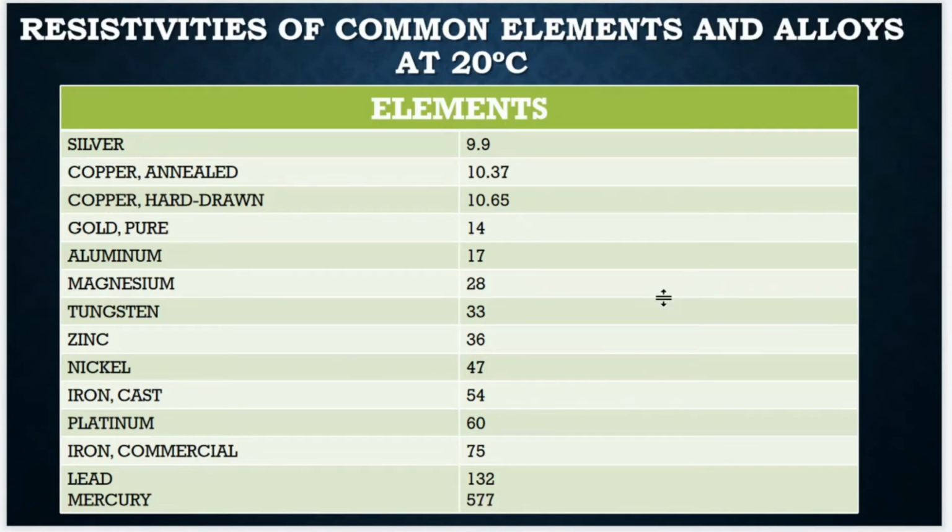Next, the resistivities of common elements and alloys at 20 degrees Celsius. For silver, that is 9.9. All of these numbers are expressed in English unit, so that is 9.9 ohm circular mil per foot. For copper, annealed, that is 10.37 ohm circular mil per foot, and so on and so forth.